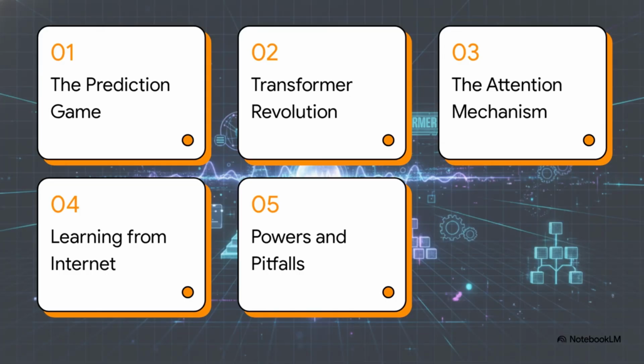So here's the game plan. We're going to start with the surprisingly simple idea at the core of it all, the prediction game. Then we'll talk about the transformer revolution that honestly changed everything. We'll peek inside the secret sauce, the attention mechanism, then see how these models basically swallow the internet to learn. And finally, we'll get real about their incredible powers and their pretty serious pitfalls.